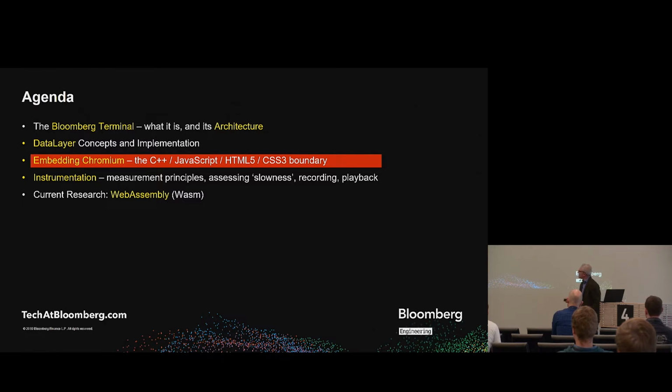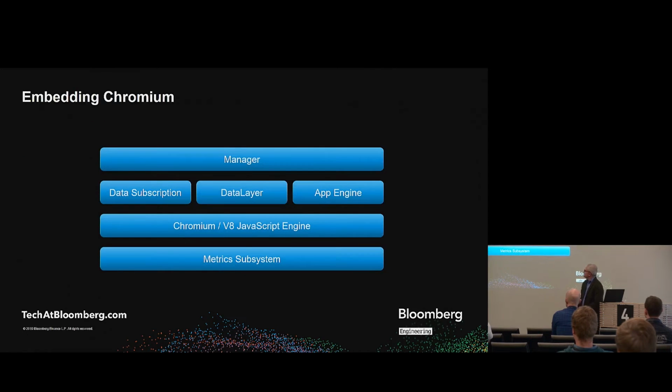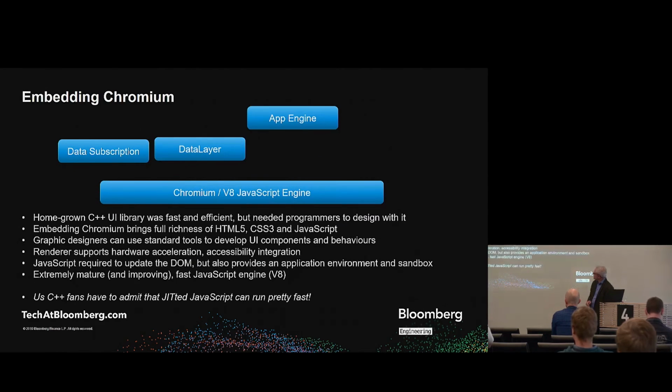Embedding Chromium, we're going to talk about just for a moment. Going back to the picture of the application container process, what's actually going on in here. So we have these fundamental pieces. As I said, we used to have a homegrown C++ UI that was very fast and efficient, but it needed programmers to change anything in it. And you could tell that the UI was built by programmers. It wasn't the prettiest thing in the world. It didn't have any of the attention to detail that graphic designers and proper UX experts can bring to things. Embedding Chromium brings us the full richness of HTML5, CSS3, and JavaScript.